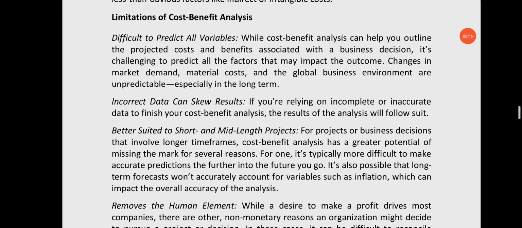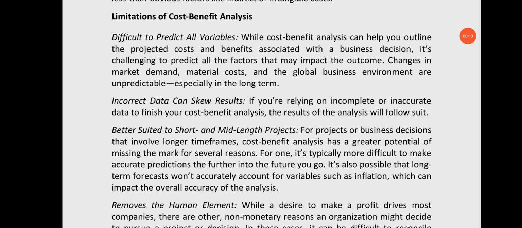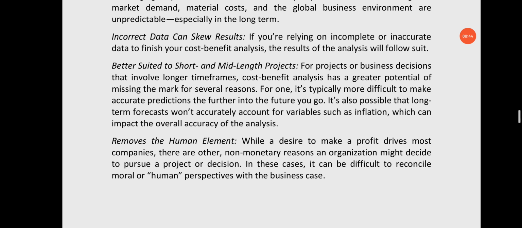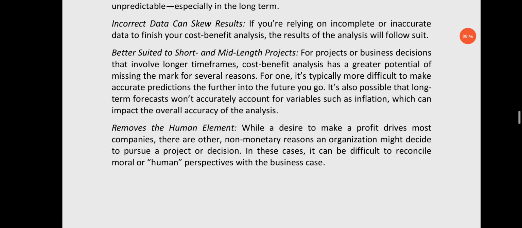Limitations of cost benefit analysis. Difficult to predict all variables. While cost benefit analysis can help you outline the projected costs and benefits associated with business decisions, it is challenging to predict all factors that may impact the outcome. Changes in market demand, material cost, and the global business environment are unpredictable, especially in the long term.